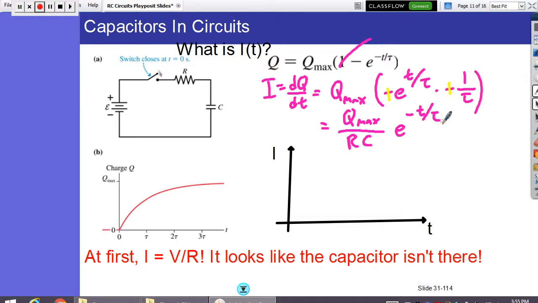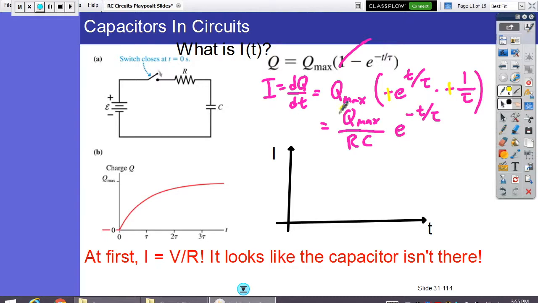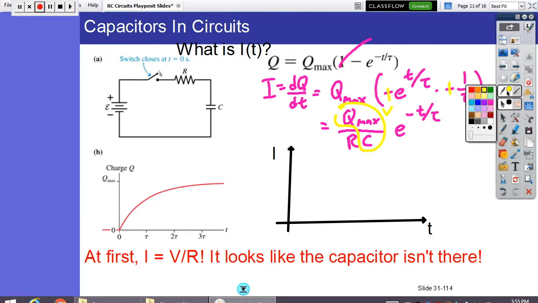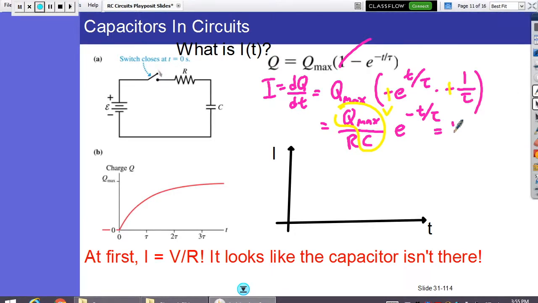Q over C, I happen to know, is voltage. Oh, I see. And voltage divided by resistance is just current. So this is actually going to be whatever my maximum current is, e to the negative t over tau. So our current, even though our charge is charging up, is actually going to start off at some Imax, which will just be equal to V over R, the voltage of our battery divided by R. So it kind of pretends like our capacitor is not there.